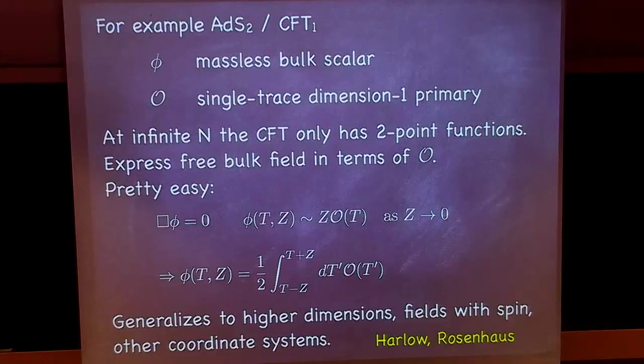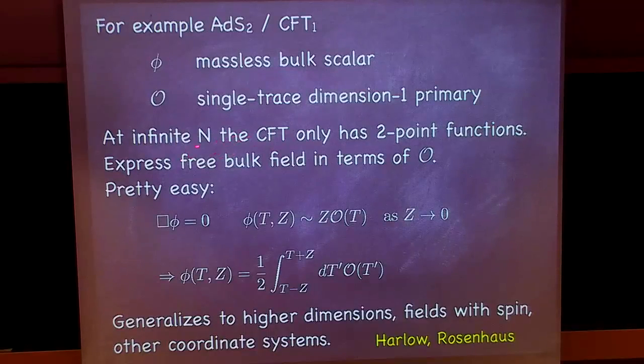The simplest context to think about these things is AdS2/CFT1. If there's a massless scalar field in the bulk, that field would be dual to a single trace dimension 1 primary field in the conformal quantum mechanics. Just to get started, let's imagine we look at the CFT in the infinite n limit. In that limit, the CFT only has 2-point functions. So in a sense, it's a free CFT.